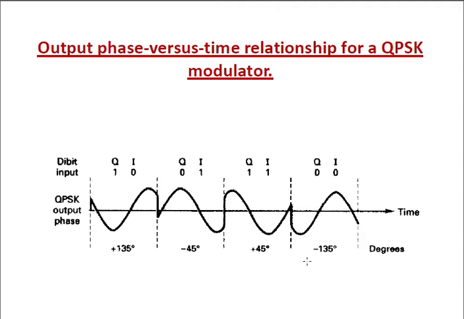See, this is the output phase versus time relationship of the QPSK modulator. For this diagram we have shown 00, 11, 01 or 10, and here is the plus 45 degree phase shift, here is the minus 45 degree, here is the plus 45 degree, and here is again minus 45 degree. Basically, your output total wave is divided into 4 different parts.